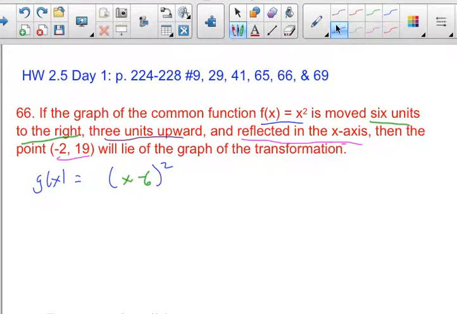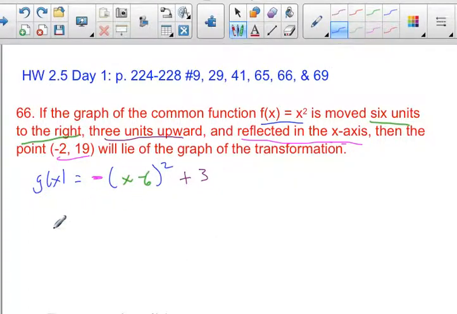If I want to move my graph up 3 units, I'm going to add 3 outside the x squared part of the function, the parent function. And if I want to reflect it in the x-axis, that means I have to put a negative out in front. That will be changing the sign of y, which will reflect my graph in the x-axis. So this is my new transformed function.